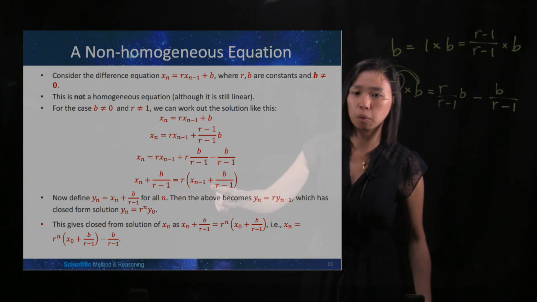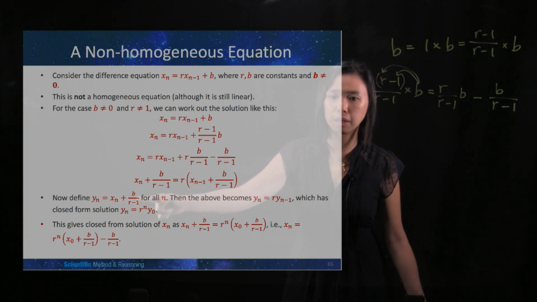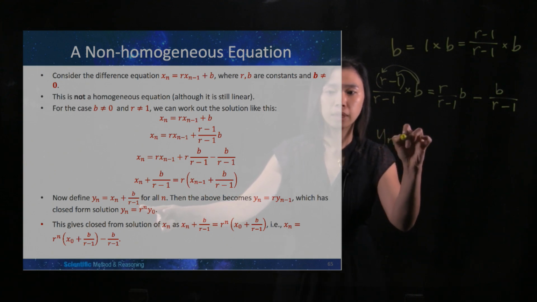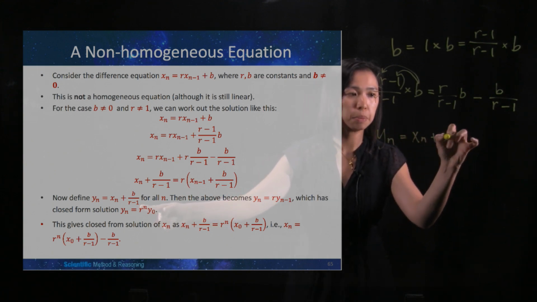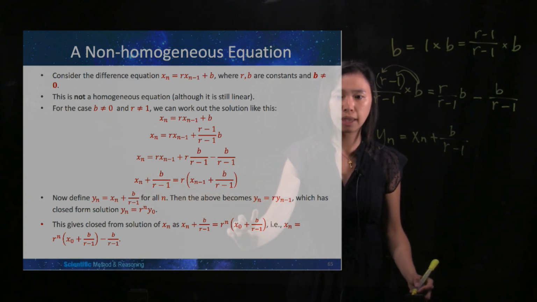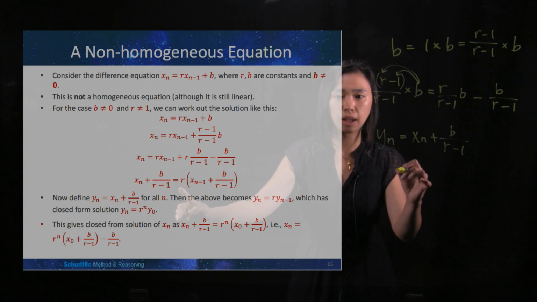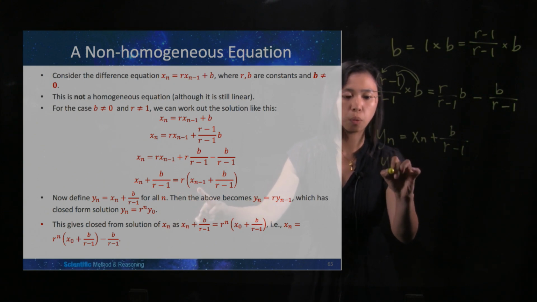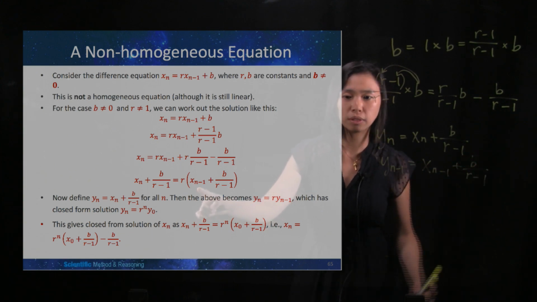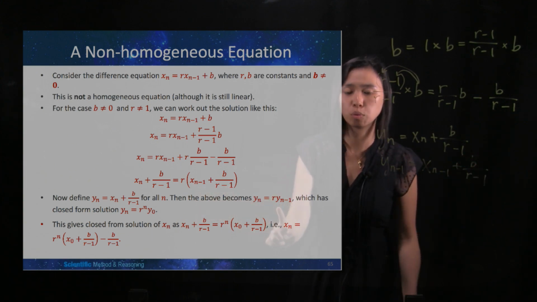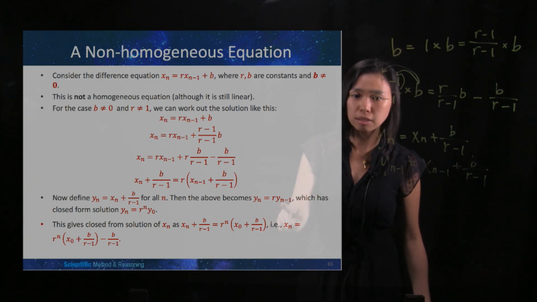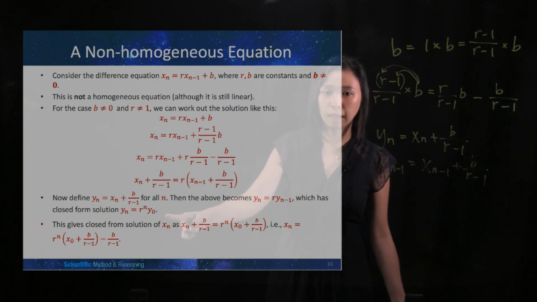And right now, we will redefine yn to be xn plus b over r minus 1 for all n. So your yn is xn plus b over r minus 1. That is why this term is yn. And right now here you got the r, and then here you will have your yn minus 1, which would be your xn minus 1 plus b over r minus 1. This is why this term is your yn minus 1. Right now this becomes your first-order linear homogeneous difference equation, and this has a closed form solution.